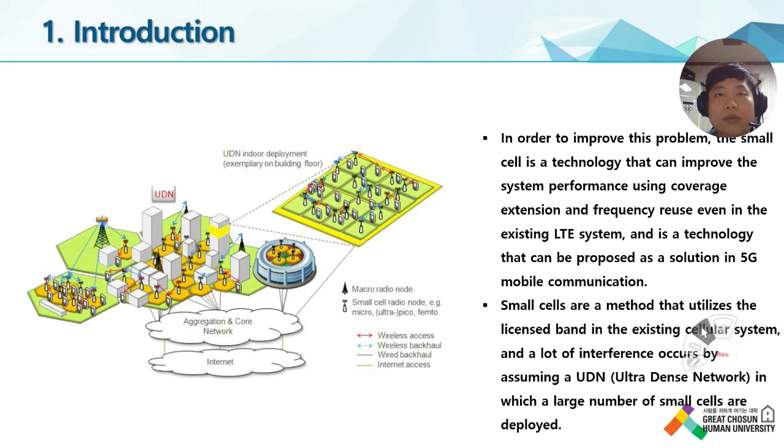Small cells leverage the license band of existing cellular systems and reduce communication distance for many users by configuring an ultra-dense network that places a large number of small cells in a given area. But with large numbers of small cells, interference is essential.